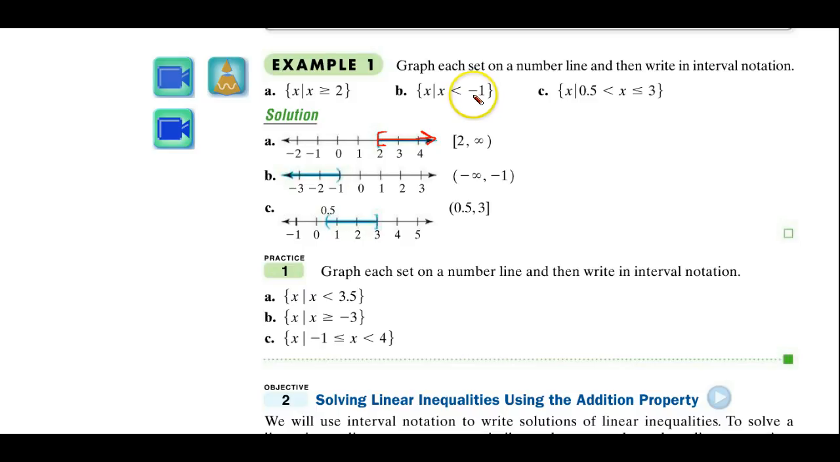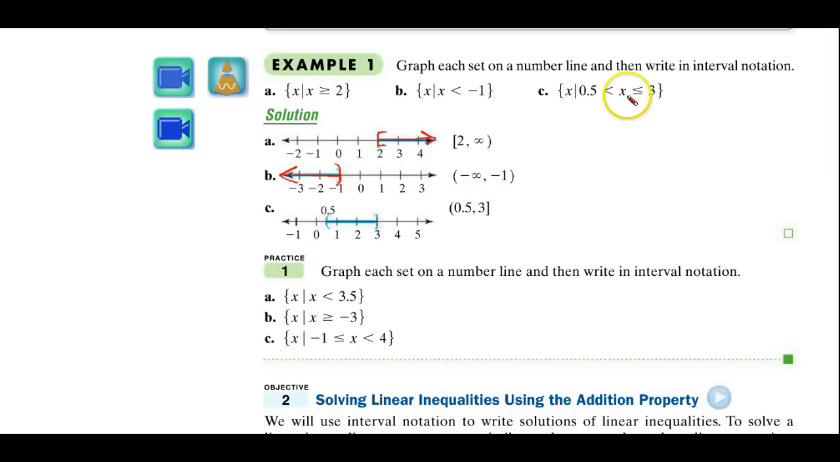Now here, the number we're interested in is -1, and it's showing that the arrow is going to point to the left. It's not equal to, so we use a parenthesis, and interval notation.